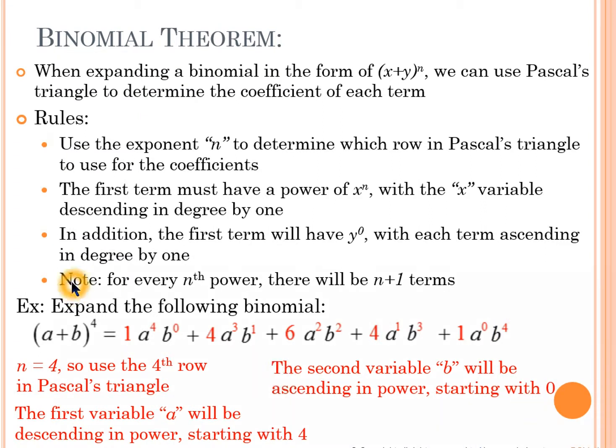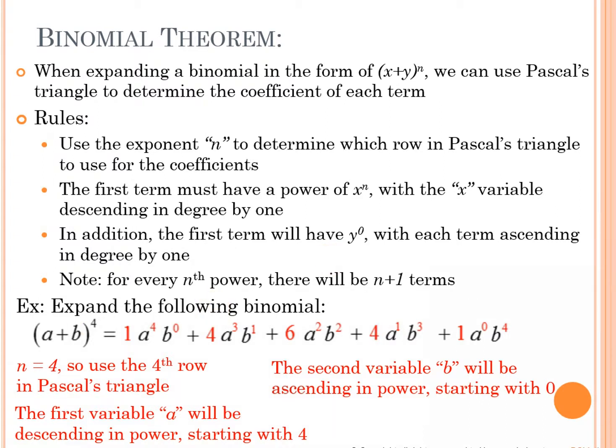Alright, and for the side note here, for every nth power, so in this case my nth power is 4, there will be n plus 1 terms. So if my value of n is 4, then I should have 5 terms in this problem, and I do. 1, 2, 3, 4, and 5. Alright, so that's the binomial theorem. So basically we'll be getting the coefficients 1, 4, 6, 4, and 1 from Pascal's triangle, and then we need to follow these simple rules, rules 2 and 3, and we should be able to get the full expanded form of a plus b to the power 4. And this is actually a little bit quicker than expanding this whole thing out.